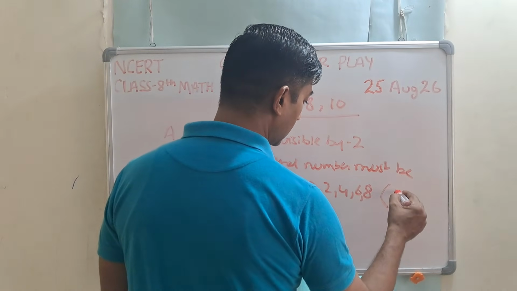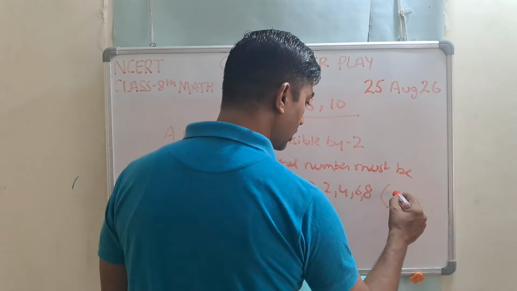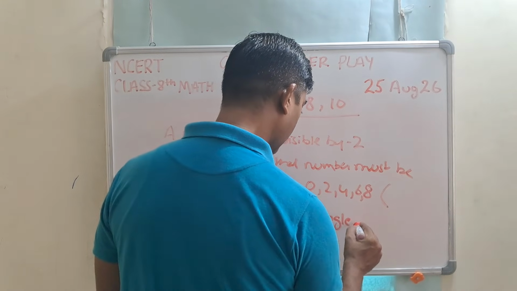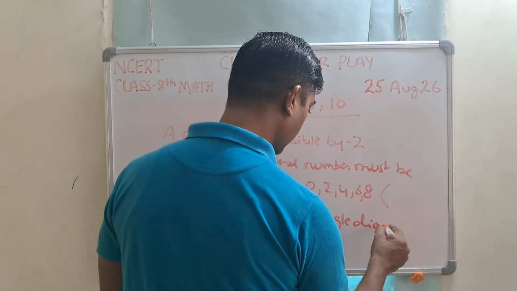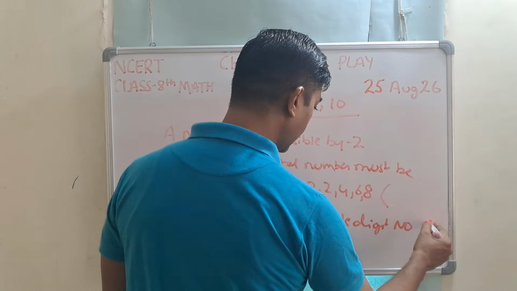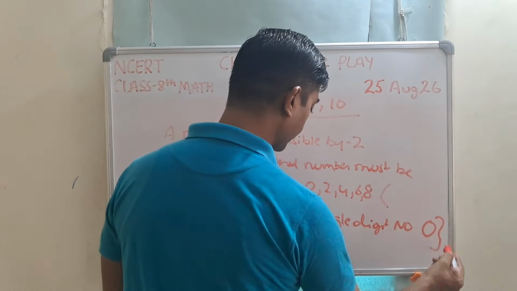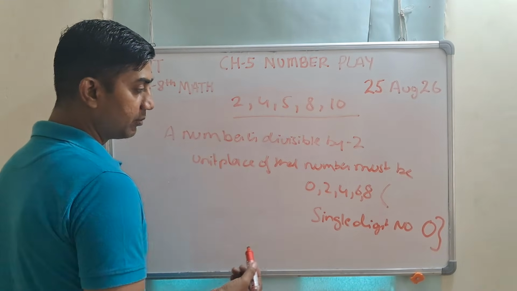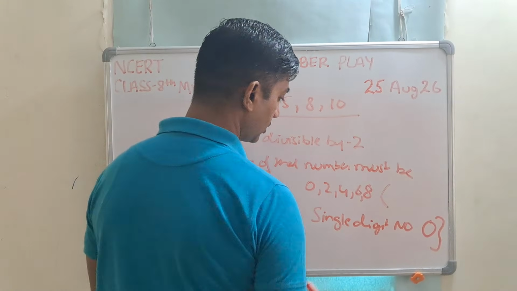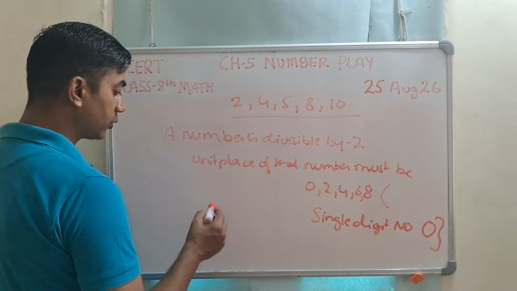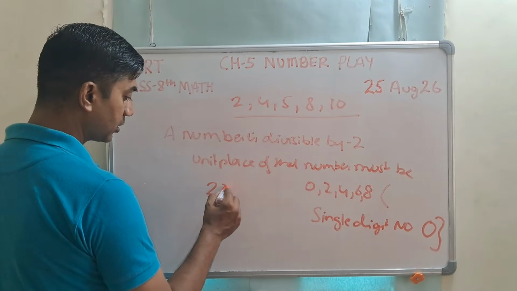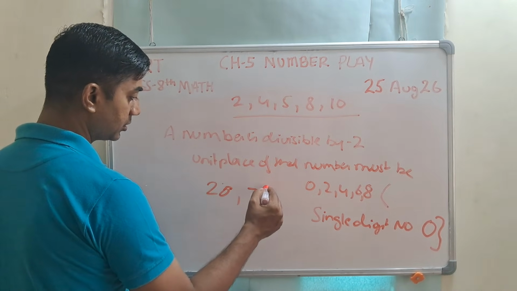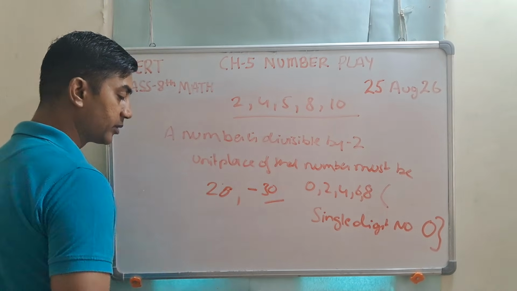except the single digit number 0. Understood? Other than 0, if any number ends with 0, that is divisible by 2. Suppose we take 20, this is divisible by 2, and if we take minus 30, this is also divisible by 2.